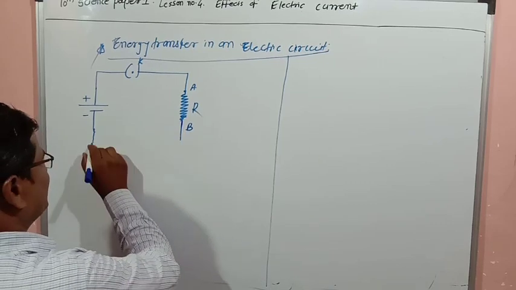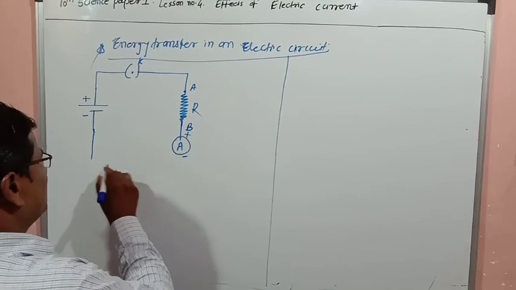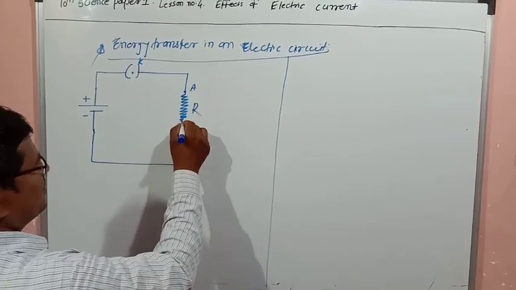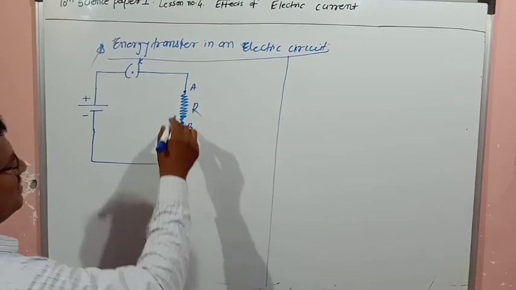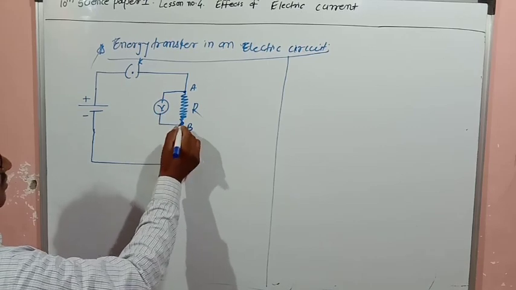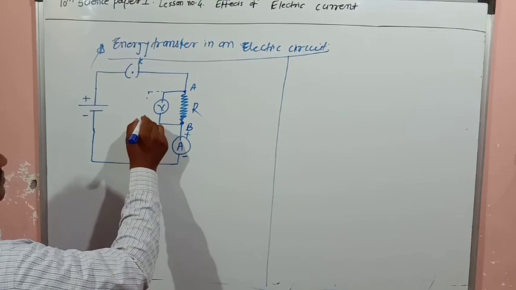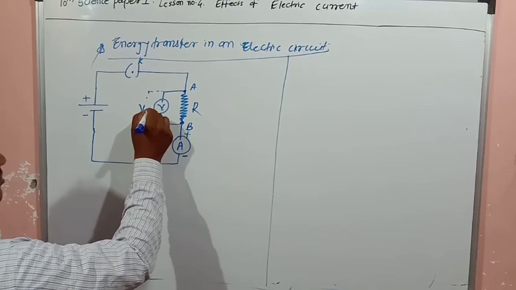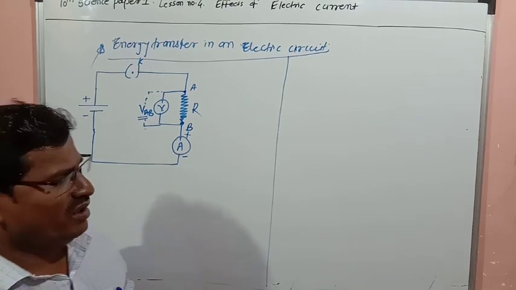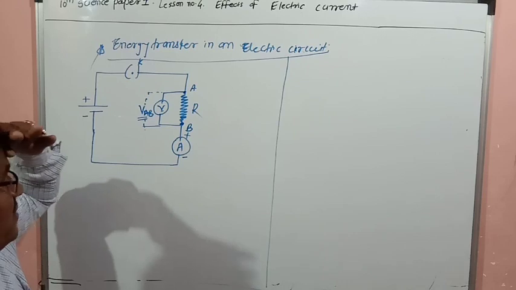After this, you are connecting one ammeter. And across this resistor, you are going to connect one voltmeter. And here VAB will be the potential difference. This VAB will be the potential difference across resistor R.